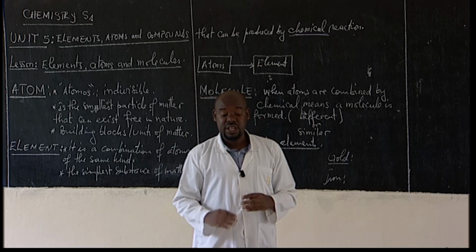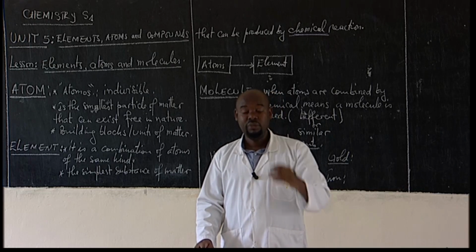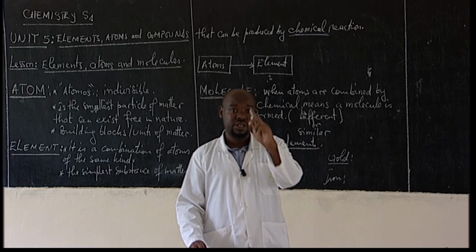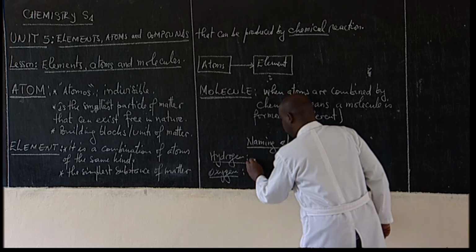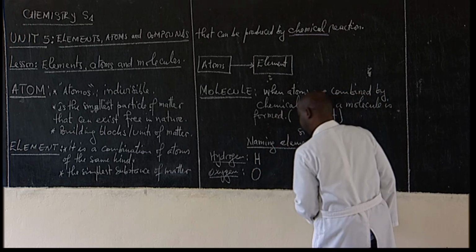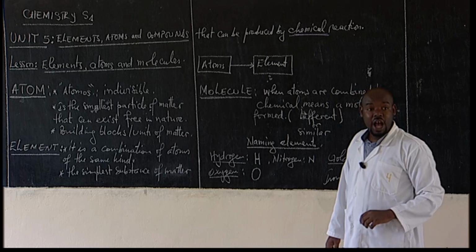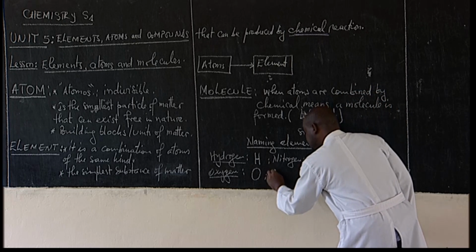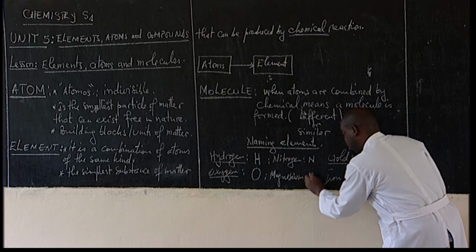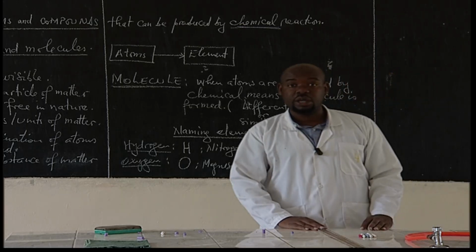Some elements are represented by using a single letter, while other elements are represented by using 2 letters, and some may even be represented by 3 letters. If it is a single letter, like for hydrogen, we use the first letter, and it is always capital. Oxygen, it is O. For nitrogen, it is N. But if we have an element like magnesium, we use 2 letters. The first letter is capital and the second is small. You can see that if you use your periodic table.